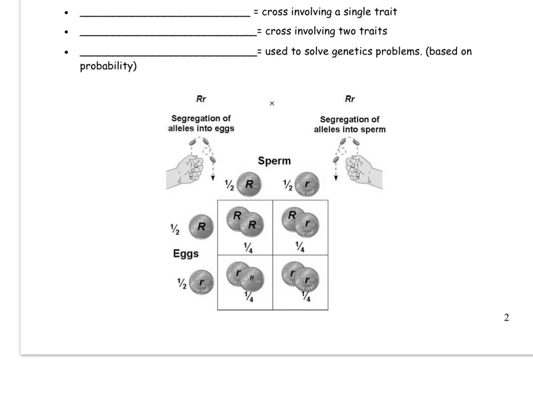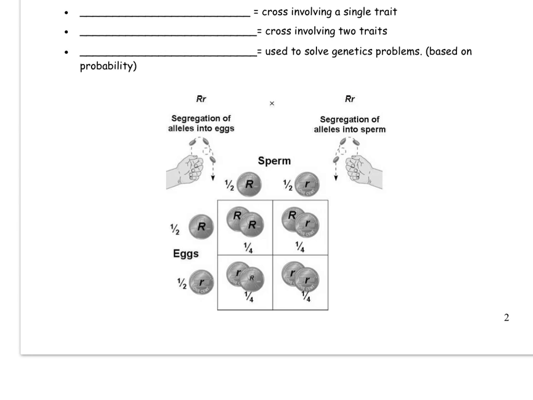All right. So here we have a sperm and an egg, and they're segregating big R, little r, big R, little r. Again, the big R means it shows up more often. And so if you have these two, which one are you going to see? You're going to see big R. What does big R represent?